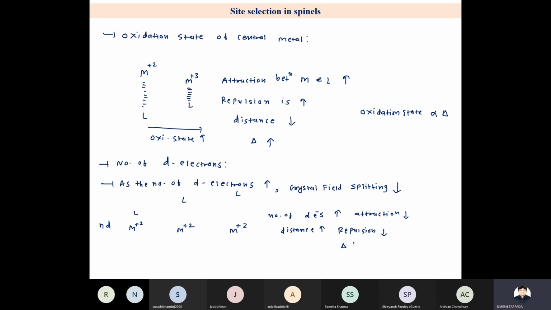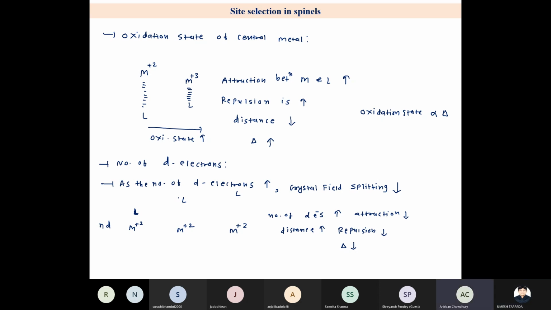किसकी बात करें हम? इलेक्ट्रॉन की, मेटल के इलेक्ट्रॉन की। मेटल के इलेक्ट्रॉन जितना ज्यादा होगा, उतना लिगेंड उनसे दूर जाएगा। सो बिकॉज़ मेटल के इलेक्ट्रॉन ज्यादा होंगे, तो ultimately ligand goes away so repulsion decreases. So this is about nature of metal. Is it clear?